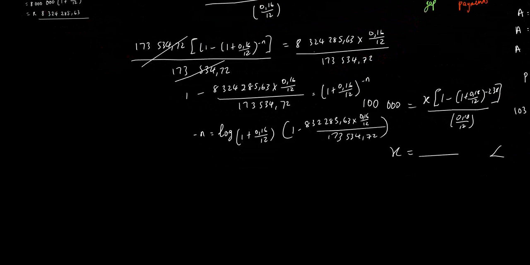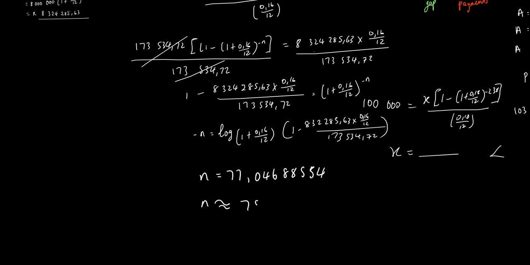The answer that I get is n equals 77.046888554. Now you always round up, therefore n is going to be 78 payments, or 78 months. If I divide 78 by 12, that is 6.5 years. So instead of taking 6 years to settle this loan, I'm now going to take 6 years and 6 months to settle the loan.